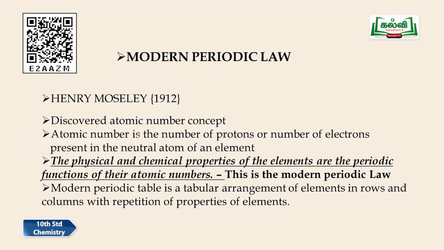State modern periodic law. The physical and chemical properties of all the elements are the periodic function of their atomic numbers. This is modern periodic law. Please keep it in your mind. The physical and chemical properties of all elements are the periodic function of their atomic numbers, right? Based on this, he made the modern periodic table.